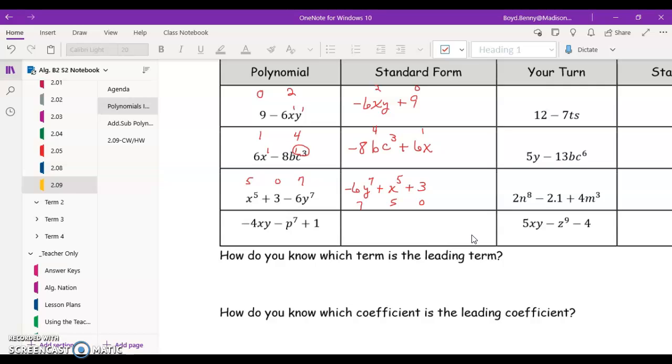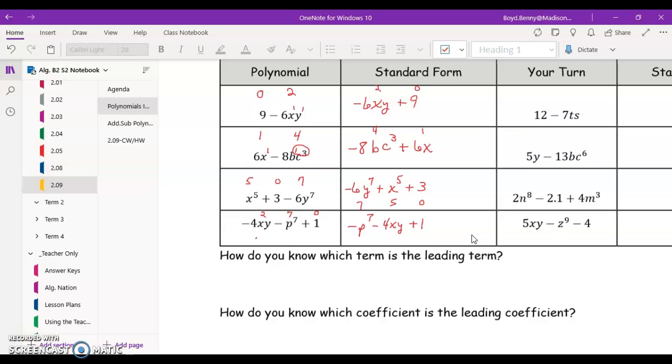The fourth one: the first term, the negative 4xy, is a degree 2. The second term is a degree 7 again. And the last one is a constant, so again, it is a degree 0. So if we put this in descending order, that would mean my negative p to the 7th would be first, excuse me, minus 4xy plus 1.